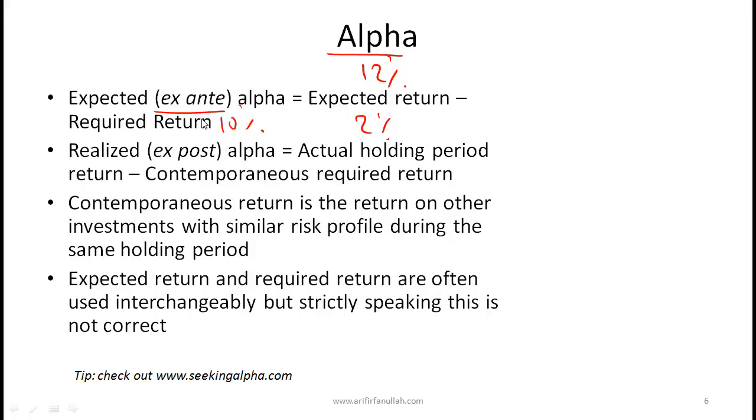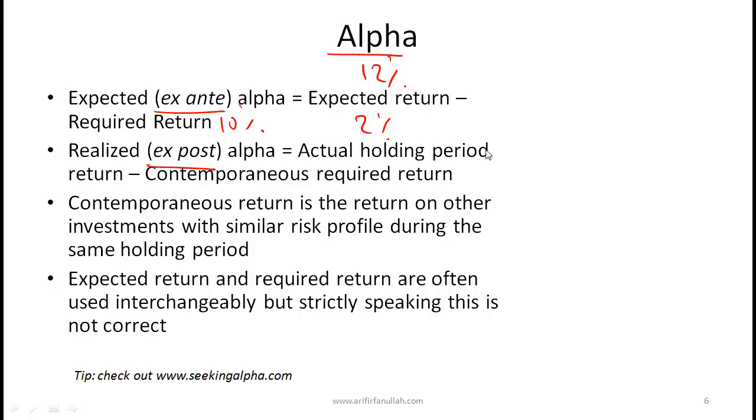The real question is, what's the realized alpha? You can brag about a realized alpha, you can't brag about expected alphas. Your realized alpha, also called ex post, and the way you can remember this is post the event, or after the event, event being after you've sold and realized some return. That's the actual holding period return.